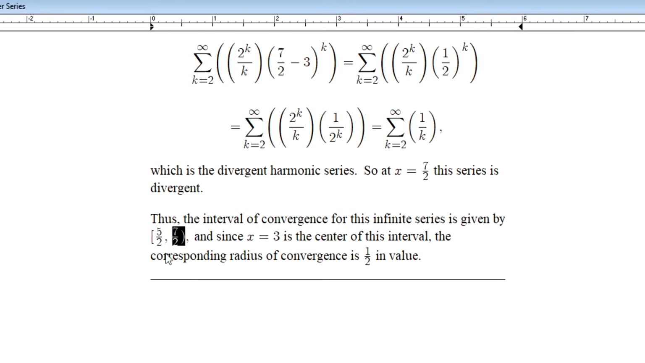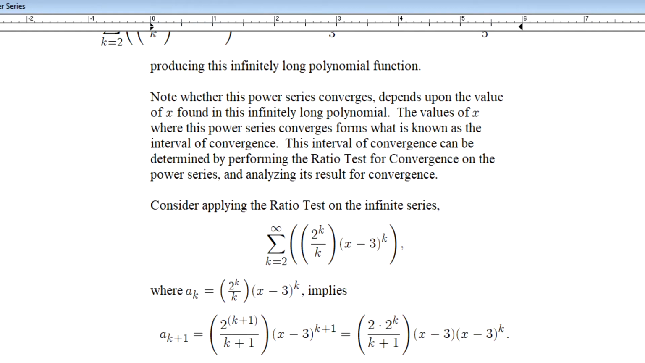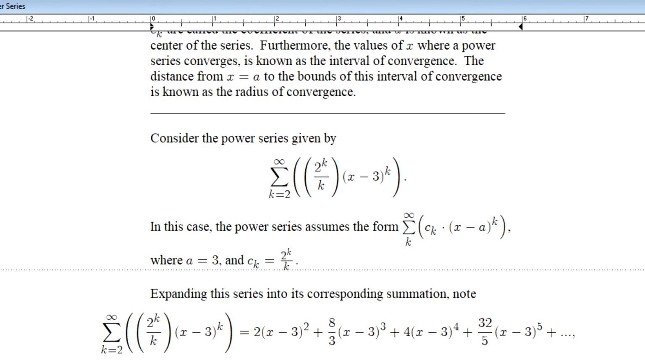All right? And what this describes is our interval of convergence, folks. Even more so, since we are centered at 3, you will notice halfway between 5 halves and 7 halves, this is 2.5, this is 3.5 in value. You will find your center of 3, and the distance between 3 and these bounds is 1/2 in value, and that describes your radius of convergence. All right, folks. So that is what we're looking at here initially in this definition, up here at the top.